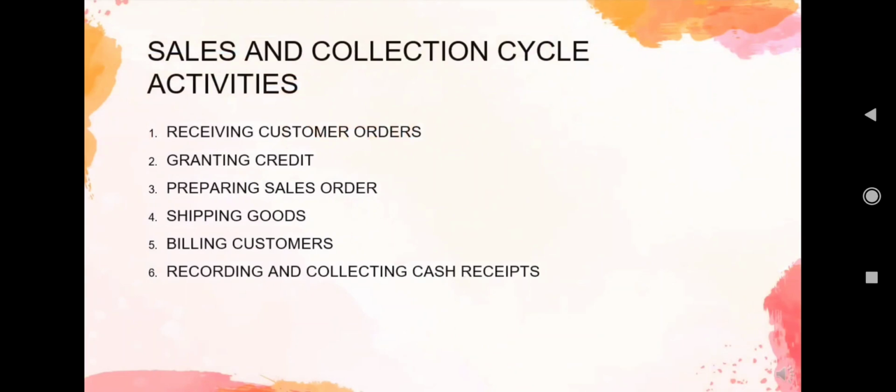These are the sales and collection cycle activities. Number 1, receiving customer order, granting credit, preparing sales order, shipping goods, billing customer, and the last one is recording and collecting cash receipt.